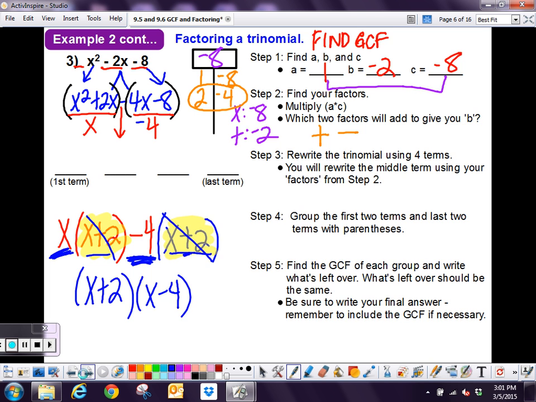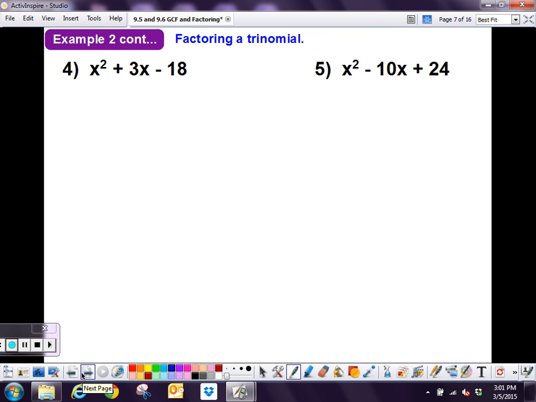All right, here we go, moving on. Okay, we're going to do one of these together. Let's do number 5. All right, so here we go. First step, GCF. There's not a GCF. The next step is multiply your a and c. You don't have to write out a equals, b equals, and c equals every time. I'll show you what I like to do. I just like to do this.